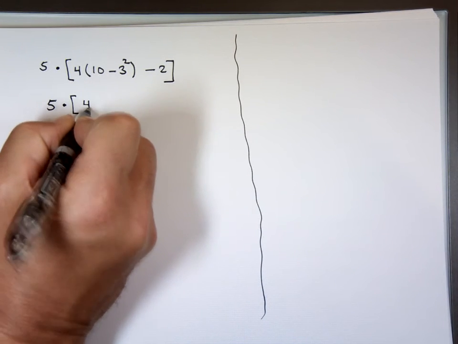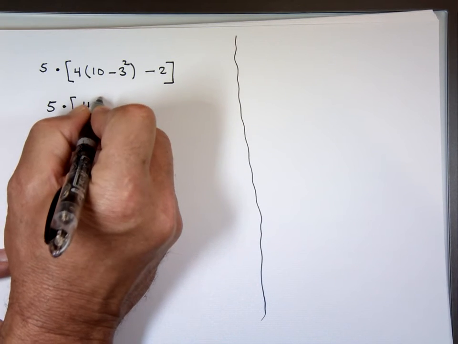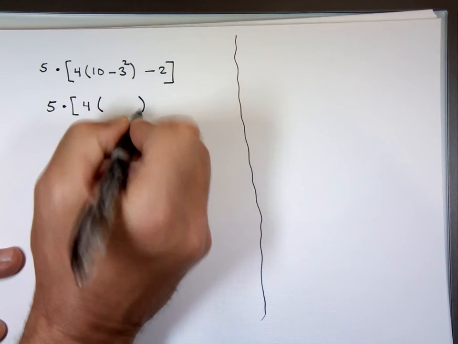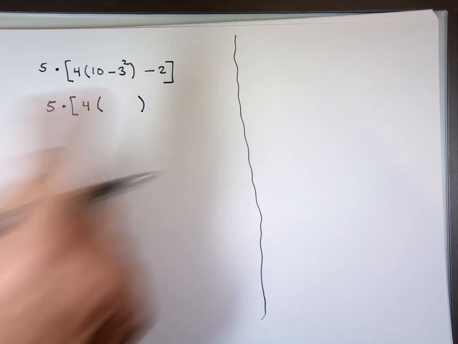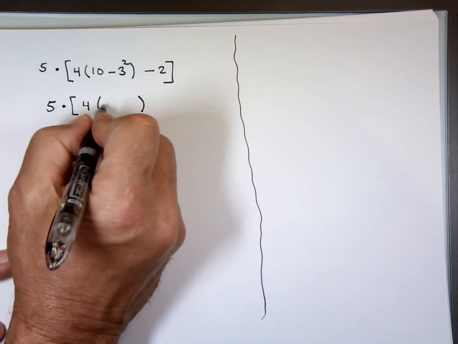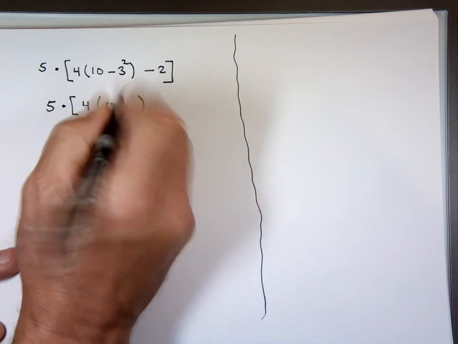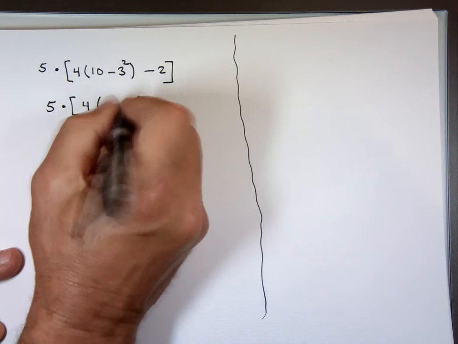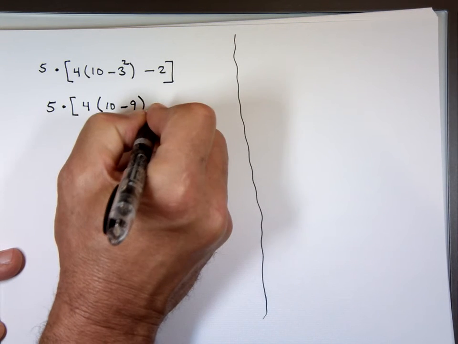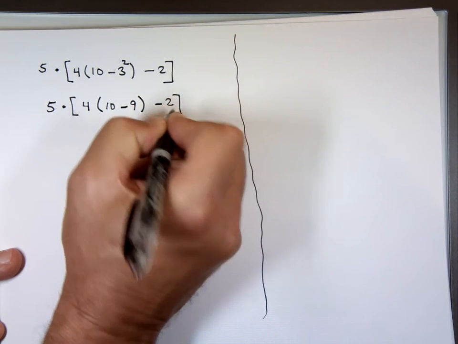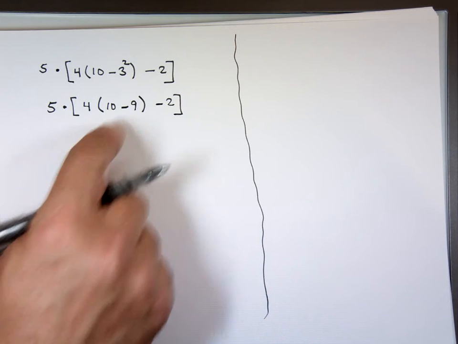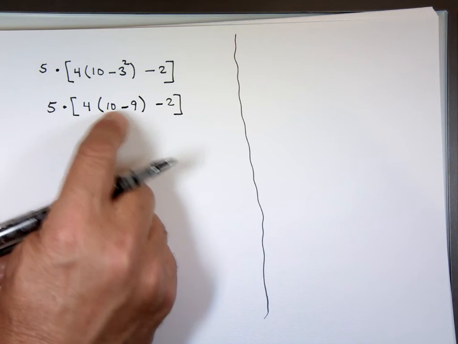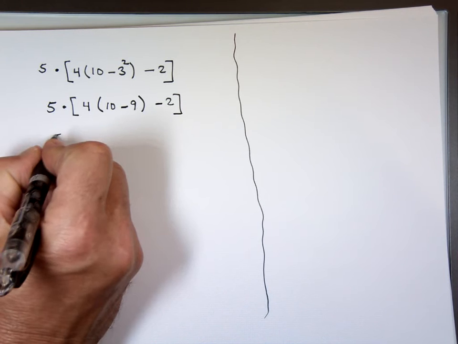So I have to do what's inside the parentheses. Again, while you're inside the parentheses, you have to follow the order of operations. You have to do the exponents first. So this will be 10 minus, what's 3 squared? 9. Now you have to simplify that first. 10 minus 9, which is what? 1.